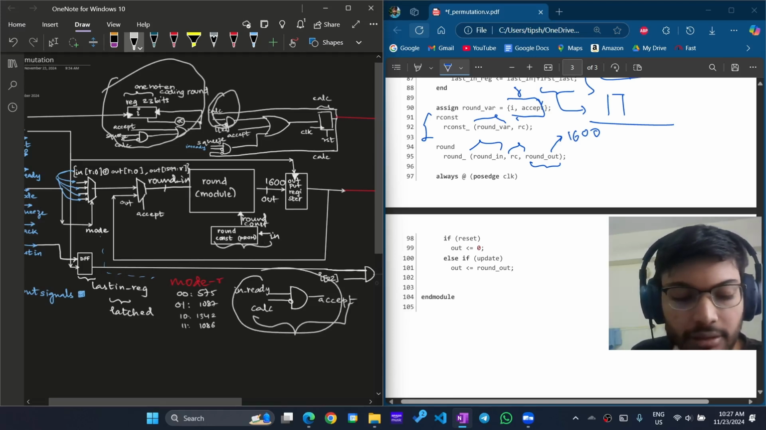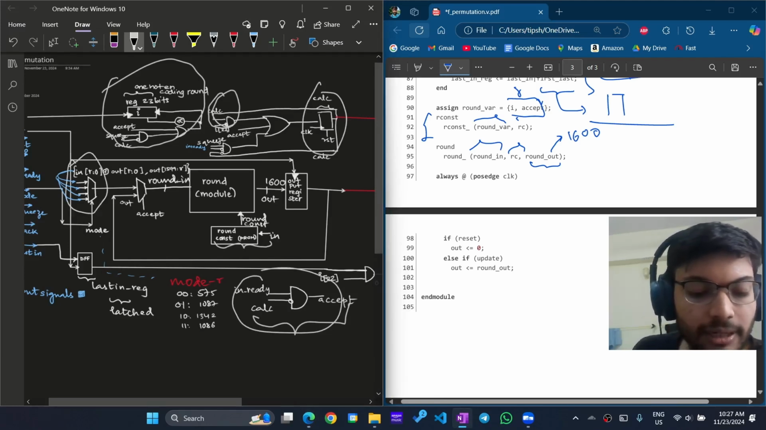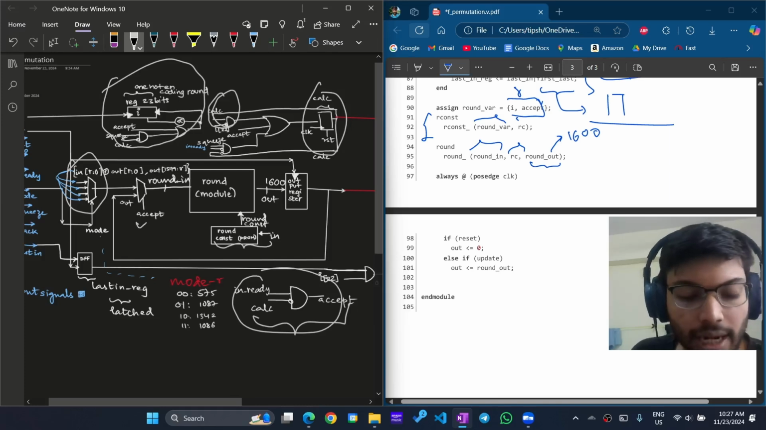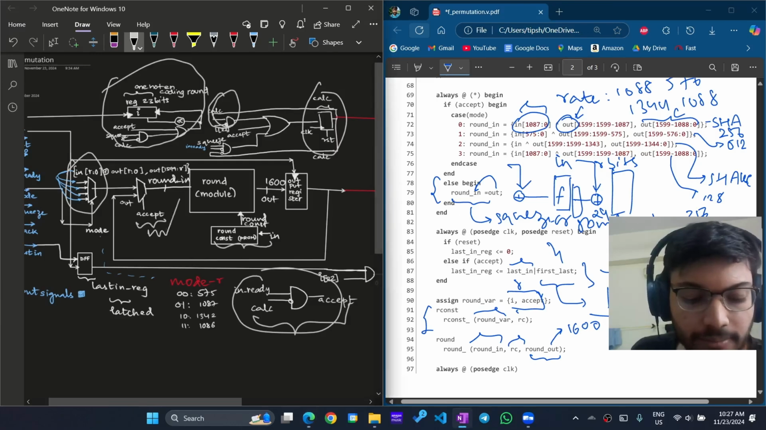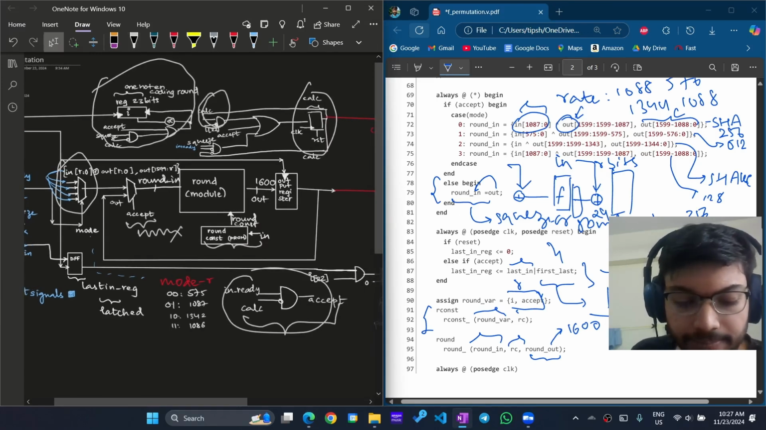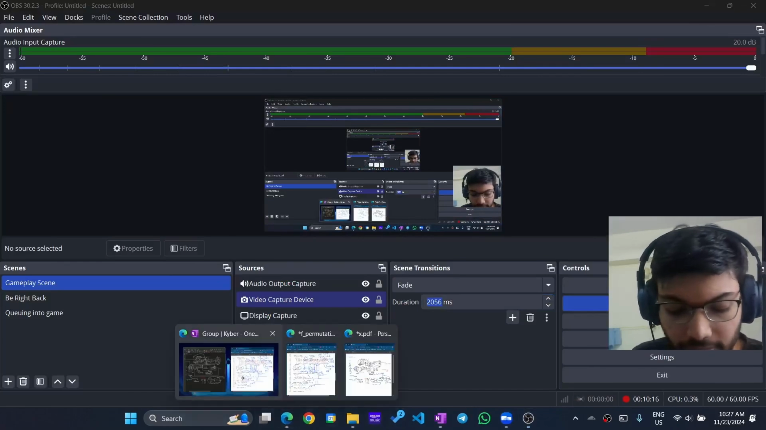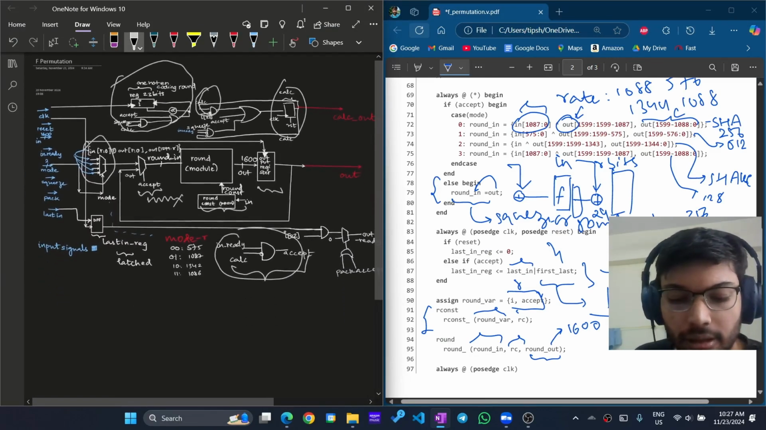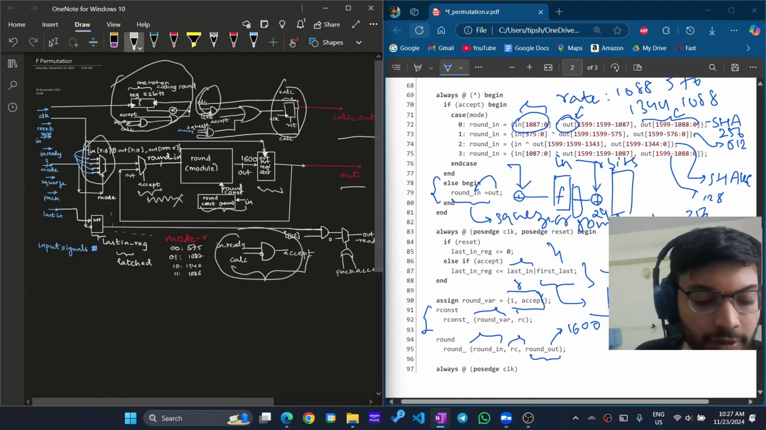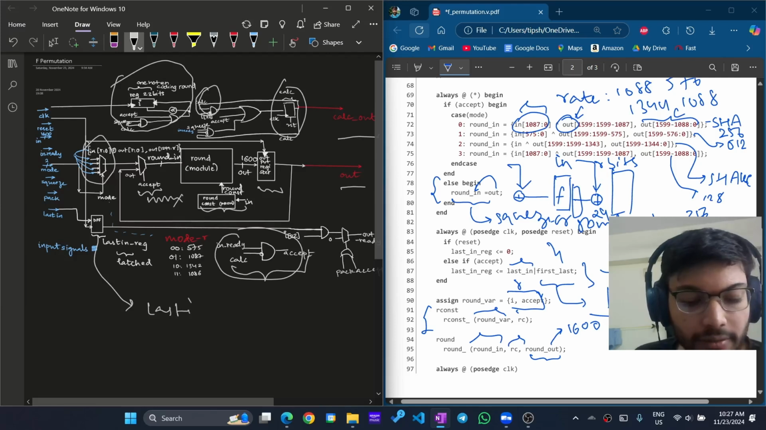The accept signal is given here. The calculation logic is given here. The slicing of input is given here through this mux. And whether to take in the input or take the output here of this else if block is this other mux. And this is the output register I was talking about. This output is given directly out and the calculation is given out. This D flip-flop is for the last in register, which is based on the last in and first last.